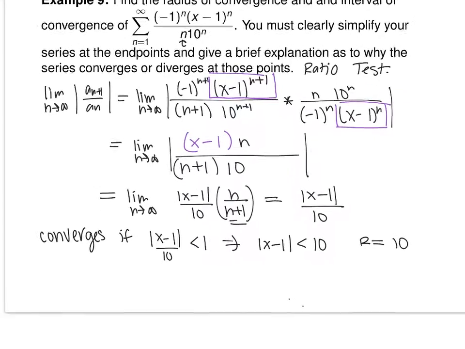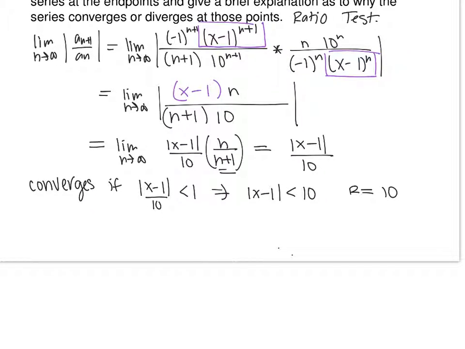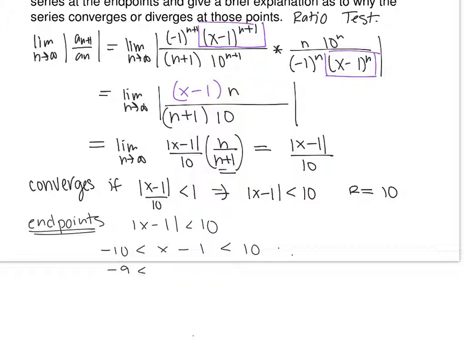Now the only tricky thing we have to do is find and test the endpoints. Okay, so since the absolute value of x minus 1 is less than 10, we know that x minus 1 itself has to be between negative 10 and 10, or x is between negative 9 and 11. Notice how the width of that interval is 20, which is exactly double the radius of convergence. And that has to do with the fact that you're centered at 1, and that R says you converge for numbers that are 10 up or 10 down from that number.